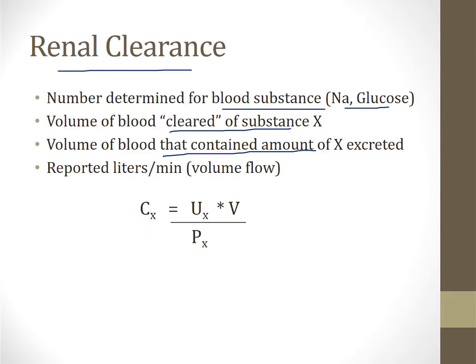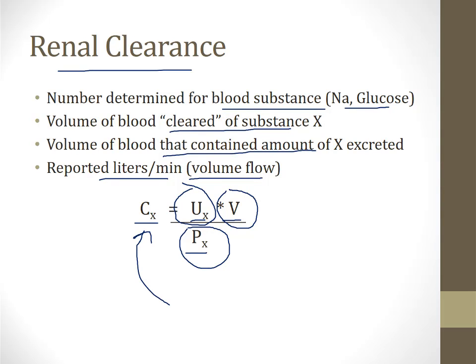Renal clearance is reported in liters per minute or volume flow, and it can be determined by the equation shown on the screen. The clearance of substance X is equal to the urinary concentration of substance X times the volume flow rate divided by the plasma concentration of substance X. So what this means is, if we know the plasma concentration of a solute and the urinary concentration, and we also know the volume flow of urine, we can then calculate the clearance of any given solute.